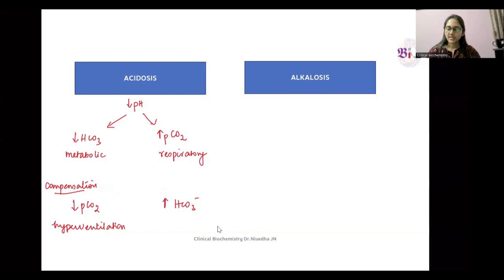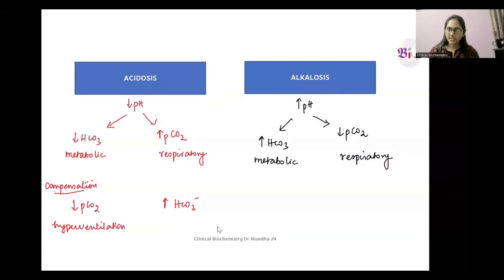Next, what is alkalosis? Alkalosis is an increase in pH. The increase in pH should be explained by an increase in bicarbonate. What does it mean? An increase in bicarbonate with an increase in pH would mean metabolic alkalosis, right? If the increase in pH is explained by a reduction in PCO2, then it should be respiratory alkalosis, right?